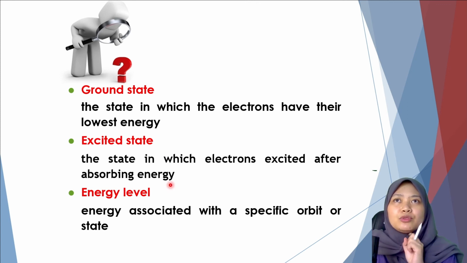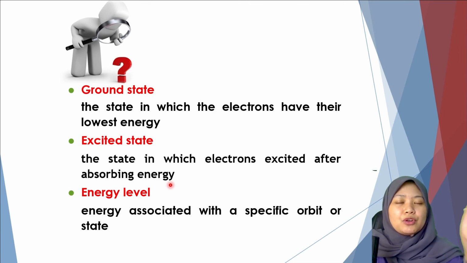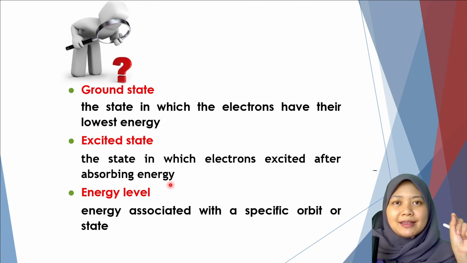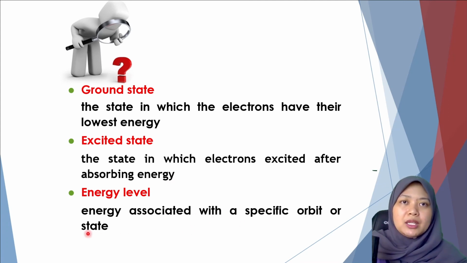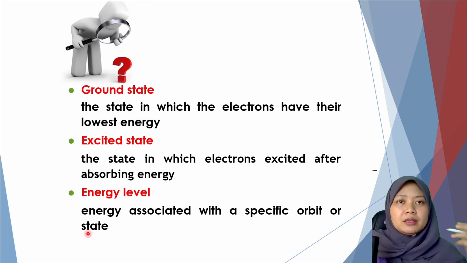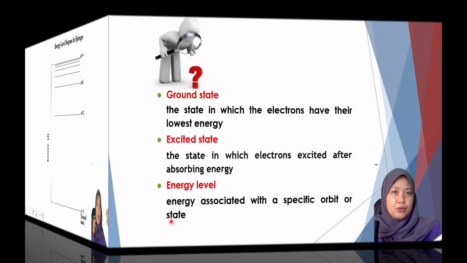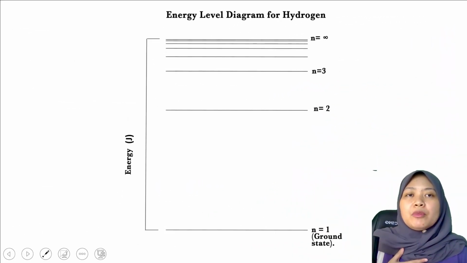Macam tadi Madam cerita, Madam tunjukkan gambar, tadi daripada n equal to 1 dia pergi pada n equal to 4. So n equal to 4 tu we call it as excited state. Energy level: associated with specific orbit or state. Okay, so now I'm going to use energy level. When I say energy level, dia merujuk kepada orbit itu. Okay, this is the energy level diagram for hydrogen.